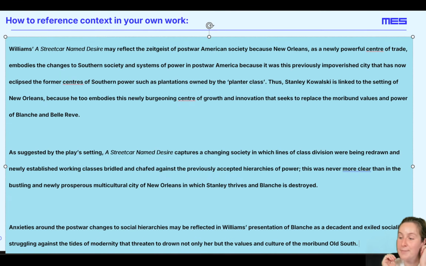If you wanted to talk about Stanley, you could do the same thing, but flip it around so that it's Stanley thriving as a result of his aggressively brash and overtly masculine character, because that was the kind of character that was able to survive and thrive in the post-war period, with this renegotiation of gender roles and this emergence of a new immigrant working class who did have a voice in society and could wield it with devastating effects for those who were still clinging to old systems of power, like Blanche.